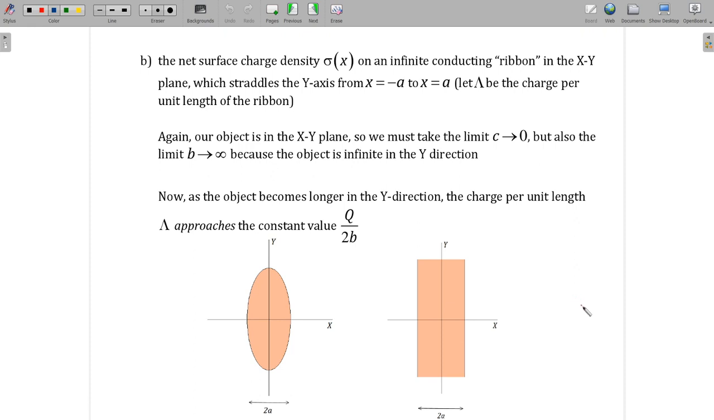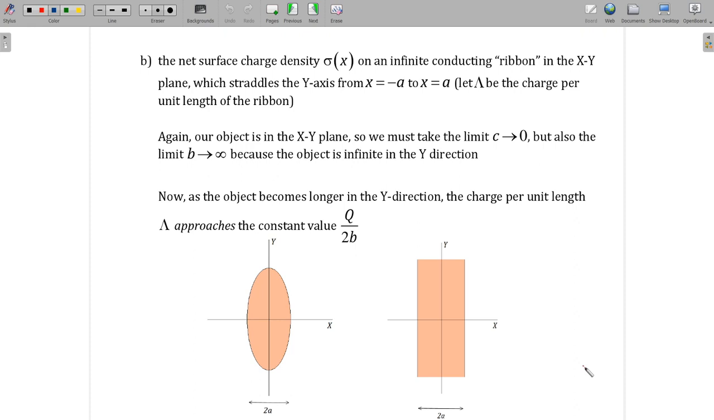So it has no z dimension, so it is a flat ribbon. It's a planar ribbon in the xy plane, but its length in the y direction is infinite. So in this direction it goes on, and in the minus y direction also it goes on, but in the x direction its width is only 2a. So this is the kind of ribbon that we want.